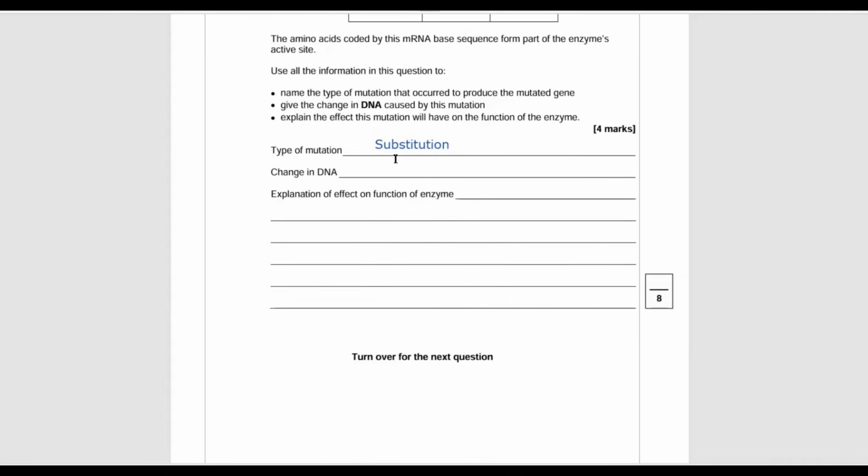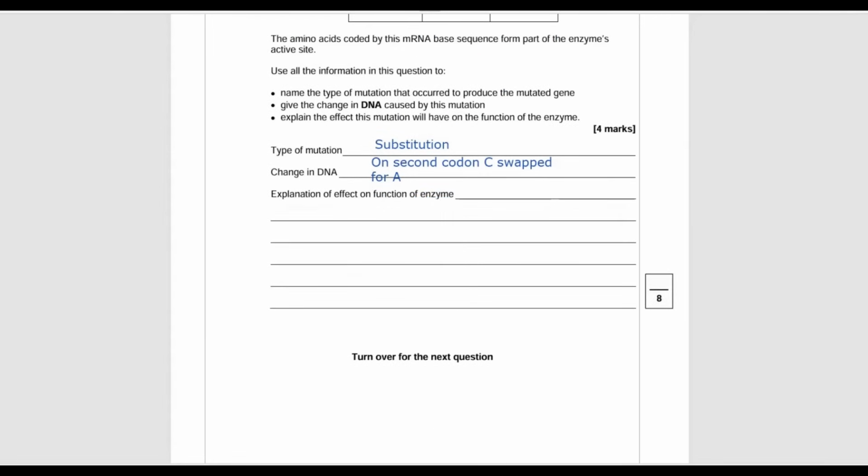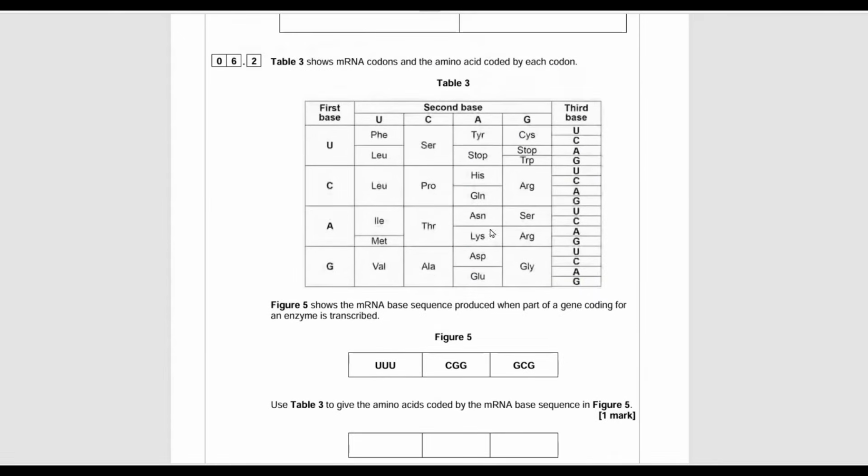Now, what is the change in the DNA? This is the bit I'm going to forget. Was it C got changed to A? I think it was. So on the second codon, the middle codon, a C was swapped to become an A. So the C base was swapped for an A. Let me just double check. Yes, that's right. Now, what is our explanation of the effect on the function of the enzyme?